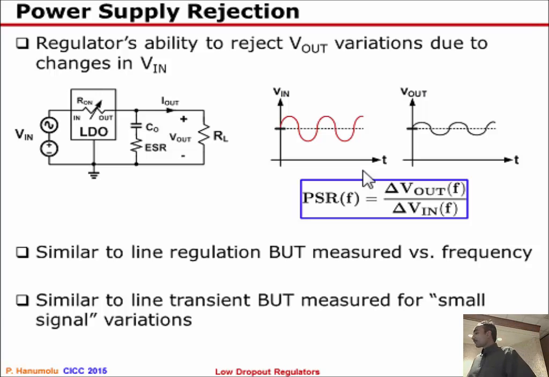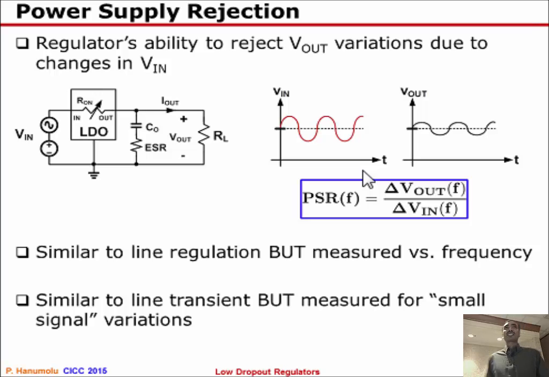And this, I think, is perhaps the most important metric for LDOs used in SOC environments, which is the power supply rejection ratio, or power supply rejection, which I'll denote as PSR. It's again a transfer function. How much output change do you get when you change the input voltage? Input itself is the supply voltage in this particular case. It's similar to line regulation, but it is measured with respect to frequency. And it is also similar to line transient because we are interested in changes in input voltage translating to the output, but it is measured for small signal variations.